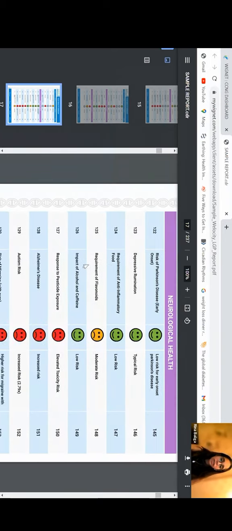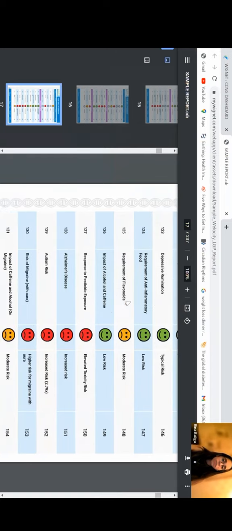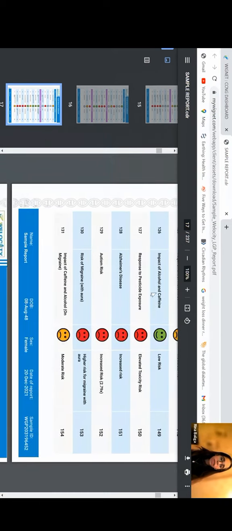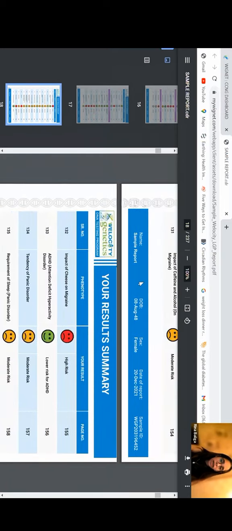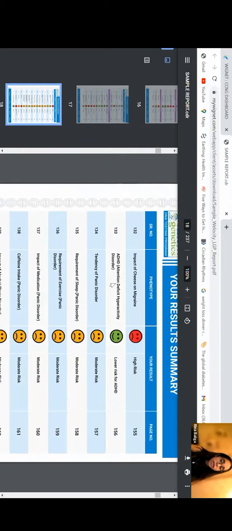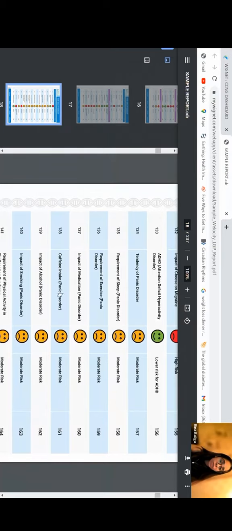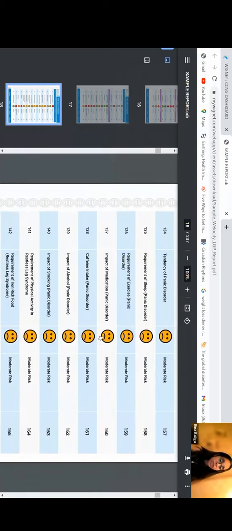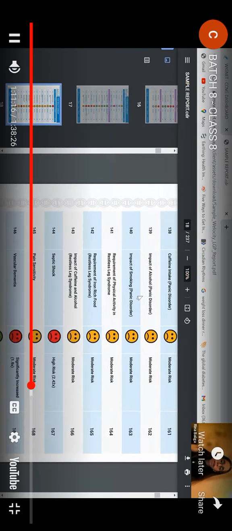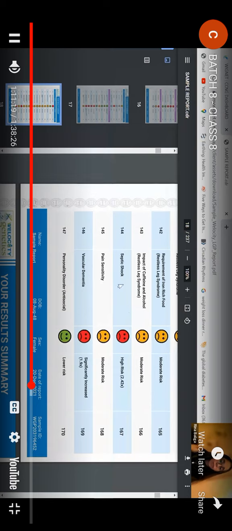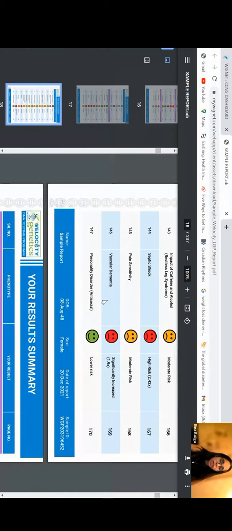The neurological health: you have Parkinson's disease, Alzheimer's disease, then how anti-inflammatory foods and flavonoids will affect this person's risk of developing it, or how they can reverse the onset. Then you have autism risk, migraines, the triggers for migraines: caffeine, alcohol, cheese. Then you have ADHD, which could happen in kids and adults as well. Then the risk of panic disorder and how to manage it, if medications even work, and in this case they don't, right? So how can it be managed? Then there is restless leg syndrome. You have septic shock, pain sensitivity, okay, vascular dementia.